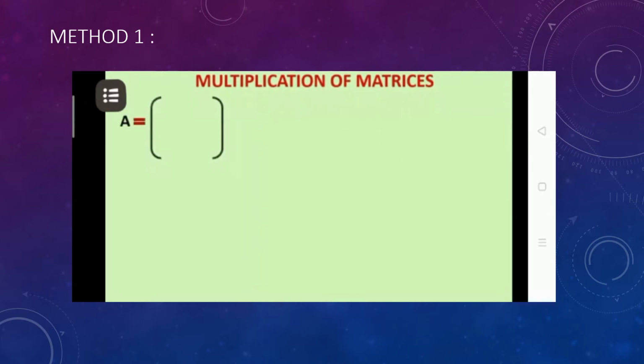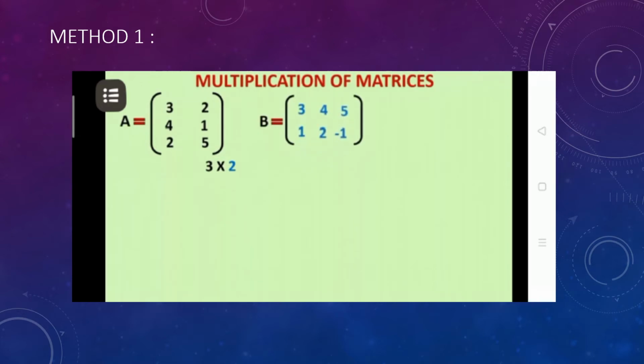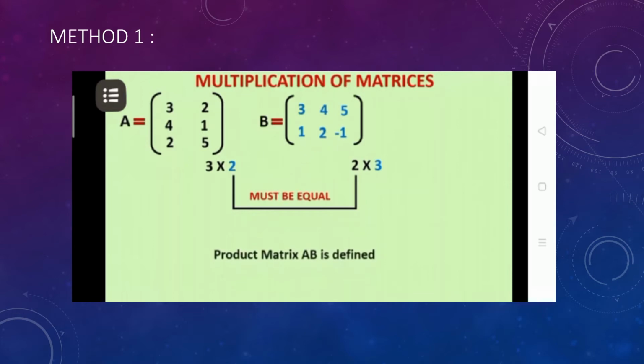Multiplication of matrices. The elements of matrix A are 3, 2, 4, 1, 2, 5. There are 3 rows and 2 columns. The order of matrix A is 3 by 2. The elements of matrix B are 3, 1, 4, 2, 5, minus 1. The order is 2 by 3, 2 rows and 3 columns. To multiply two matrices, the number of columns in the first matrix must be equal to the number of rows in the second matrix. Then only the product of matrix AB is defined.